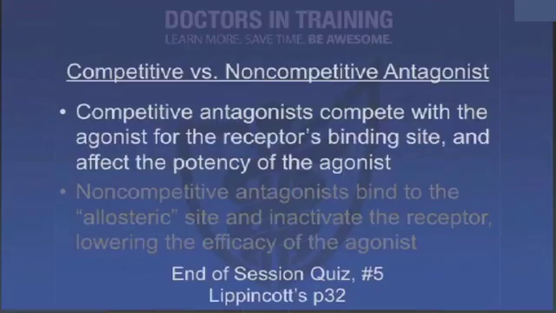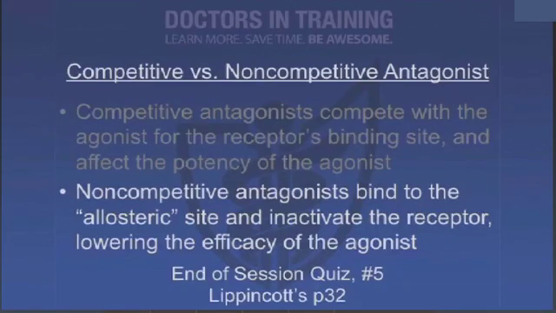What is the difference between a competitive antagonist and a non-competitive antagonist? Well, the competitive antagonist will compete with the agonist for the receptor's binding site at that actual site, and this will affect the potency of the agonists. Now, a non-competitive antagonist will bind to an allosteric or other site, and this will inactivate the receptor itself, so this will lower the efficacy of the agonist.